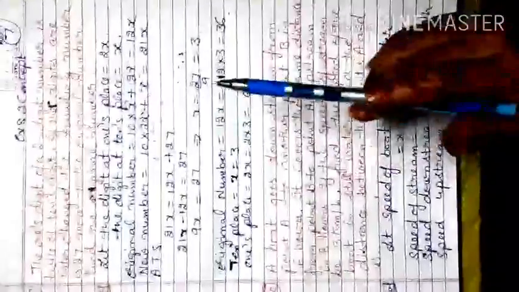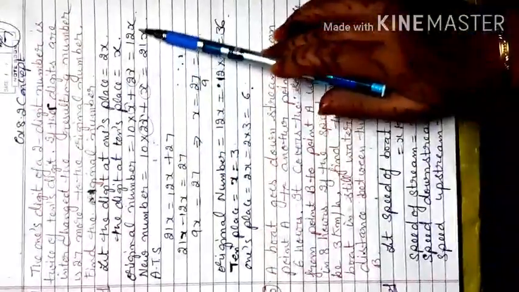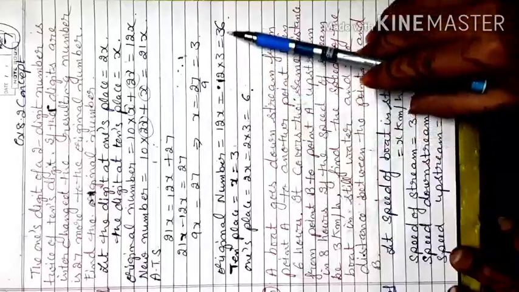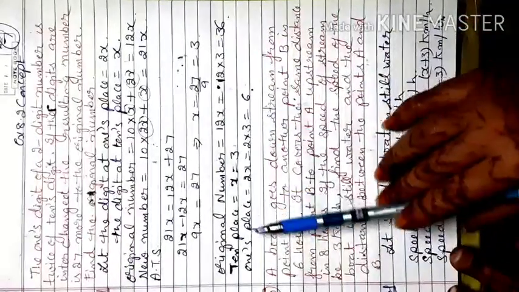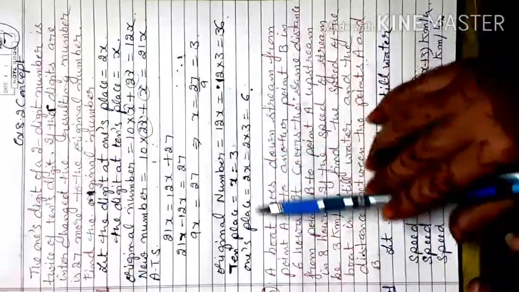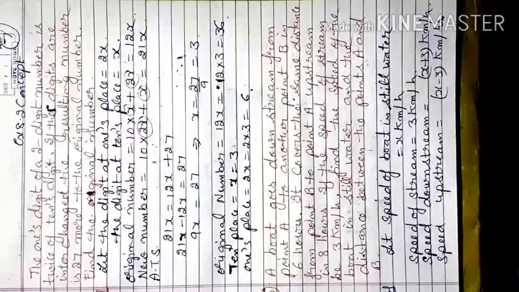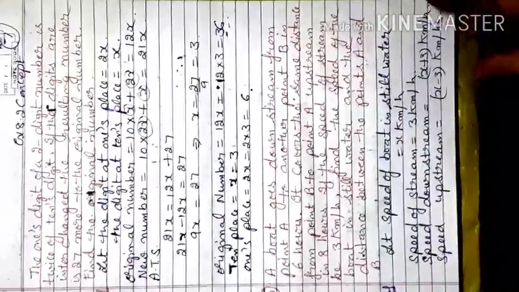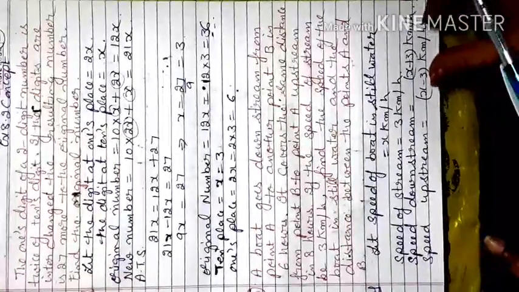Then we apply it in the original number 12x. So in place of x, if I multiply 3, 12 into 3 is equal to 36. Then the tens place digit x is equal to 3, and the ones place digit according to the statement, 2x, is equal to 6. If you check here, tens place is 3 and unit place is 6. Now your 10th question is there.